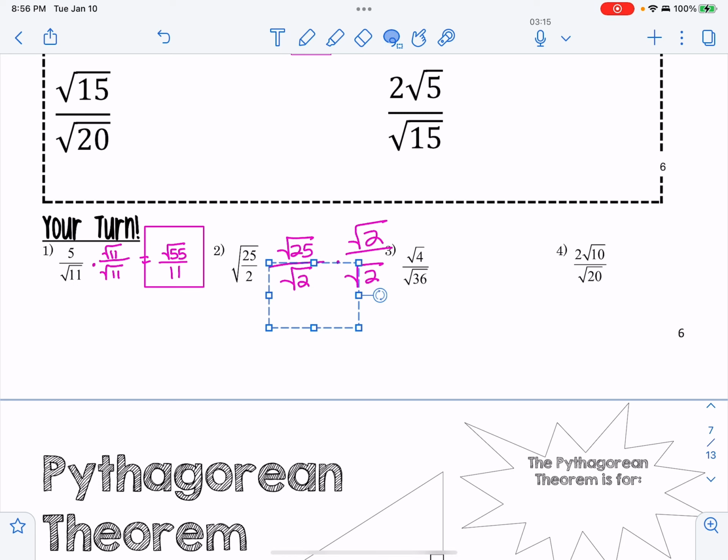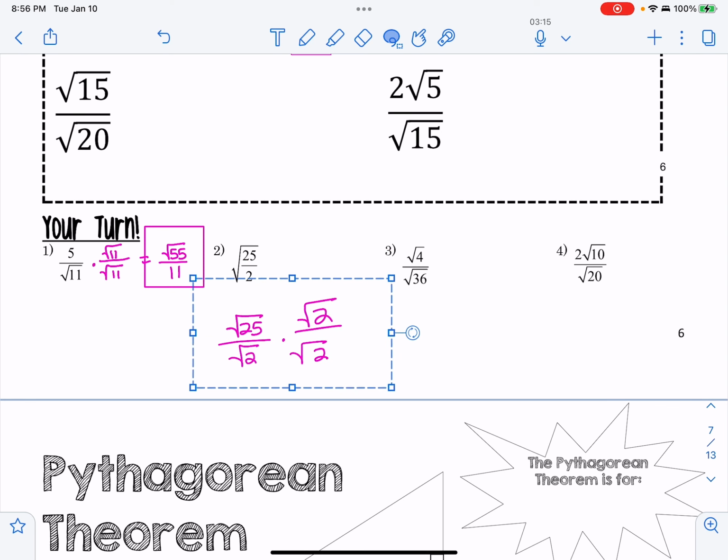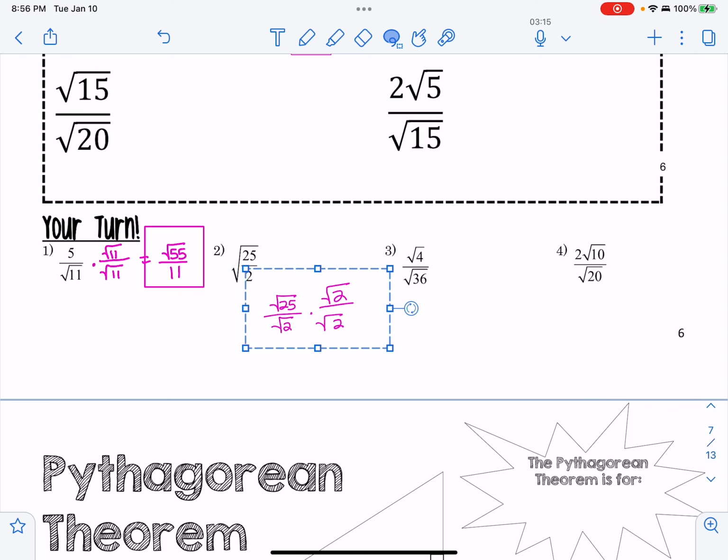And then I'm going to move my work down here. This is kind of challenging finding proper space. You can see the next page, we have Pythagorean theorem coming up. That's next week.